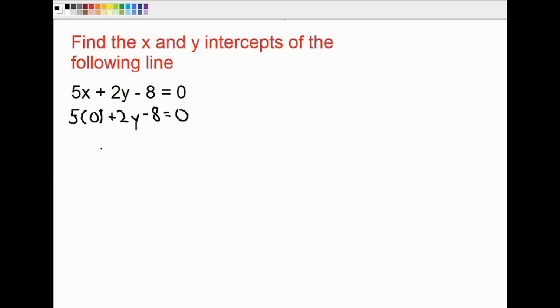Well, now I need to solve for y. I'll do as much simplifying as I can. So 5 times 0 is just 0. So we have 2y minus 8 equals 0. Now I'm trying to isolate y, so I'll bring that minus 8 over to the other side. It becomes positive 8. And divide both sides by 2. We find the y-intercept is 4. So if x equals 0, we're finding the y-intercept, and it's at the coordinate (0, 4).